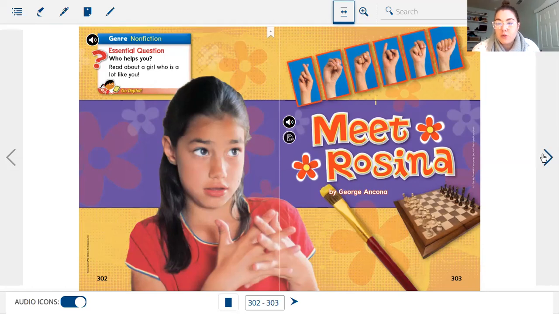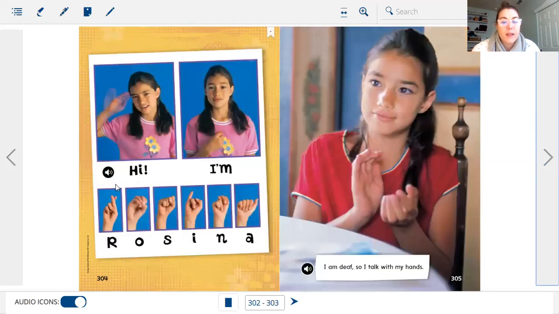All right, flip the page. Move myself up a little bit more. There you go. All right, it says, hi, I'm Rosina. I am deaf, so I talk with my hands.